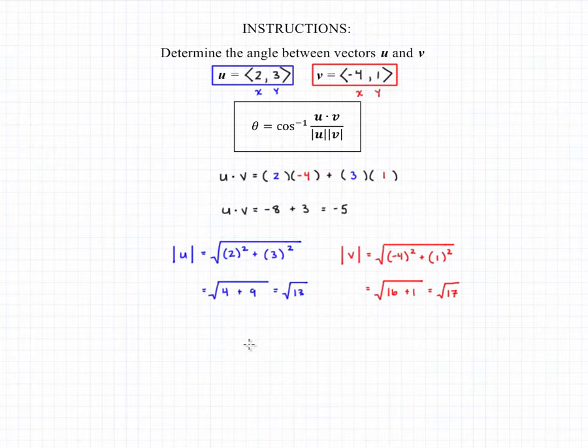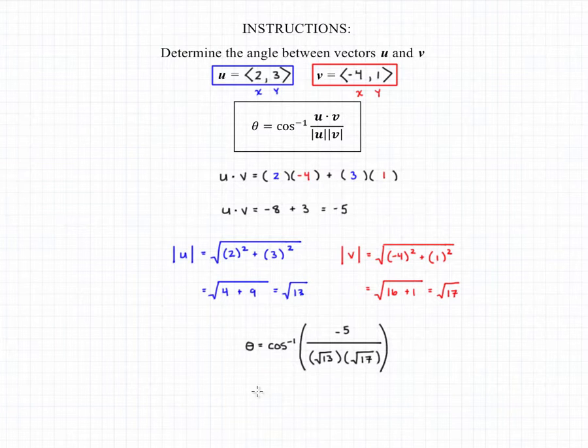From here, we can plug all this information into the equation that we have above for the angle between vectors. So the angle is going to equal the inverse cosine of -5, that dot product, over the square root of 13 times the square root of 17, the two magnitudes of the vectors. That's going to simplify down to the inverse cosine of about -0.336, which, if we calculate, will give us our final answer that the angle between vectors u and v is approximately 109.65 degrees.